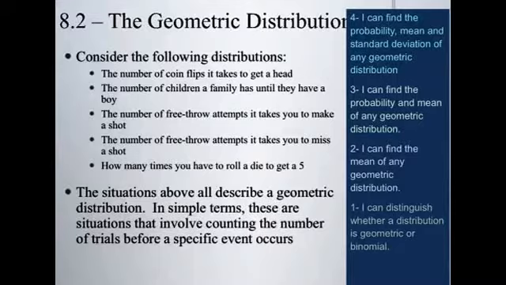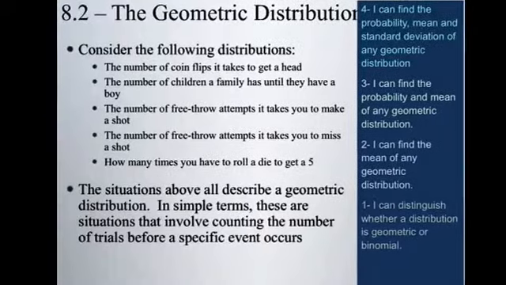So in binomial distributions, we had a fixed number of observations. Well, if you look at all 5 of these situations, there is no fixed number of observations. We have the number of trials. How many times does it take until I flip a coin and get heads? It's not how many children, they don't give you a set number of children, they don't give you a set number of coin flips, they don't give you a set number of free throws. We're now counting how many times until I succeed.